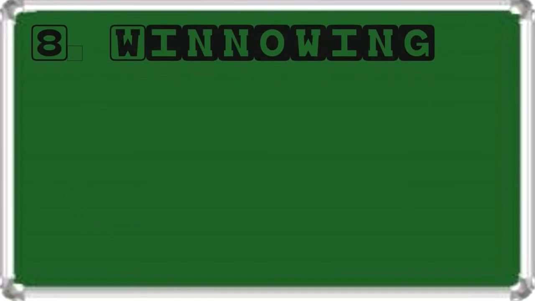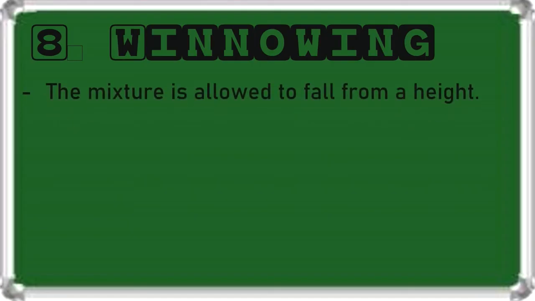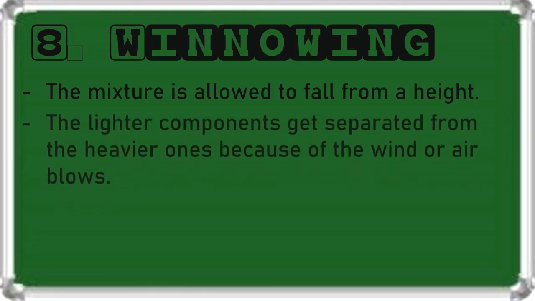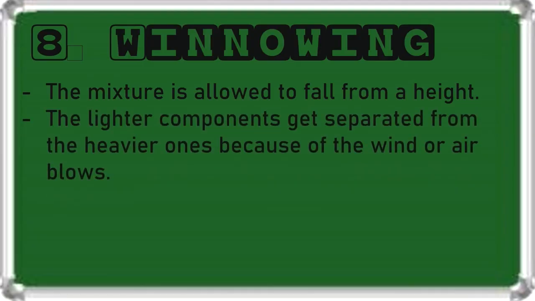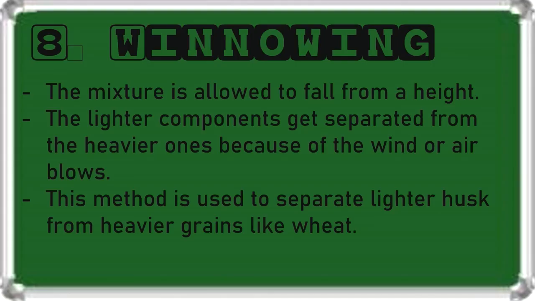And last one is yung tinatawag nating winnowing. So, ano ba yung tinatawag nating winnowing? So, in winnowing, the mixture is allowed to fall from a height. Okay. So, the lighter components get separated from the heavier ones because of the wind or air blows. So, ang winnowing daw, ginagawa yan to separate the lighter components from the heavier components sa pamamagitan ng wind or air blows. This method is used to separate the lighter husk from heavier grains like wheat.